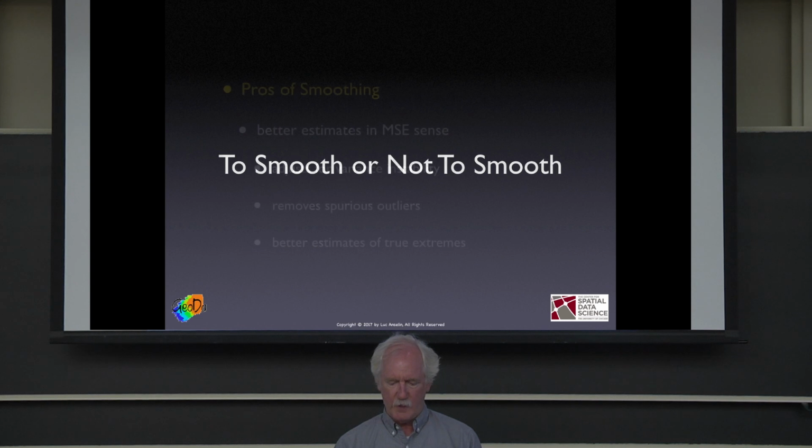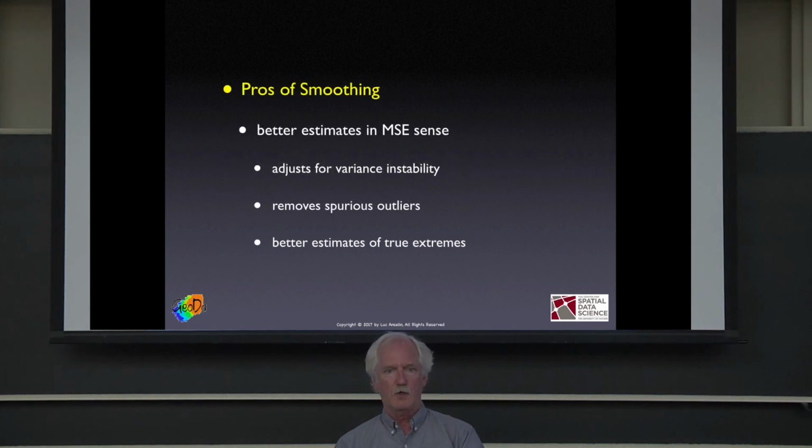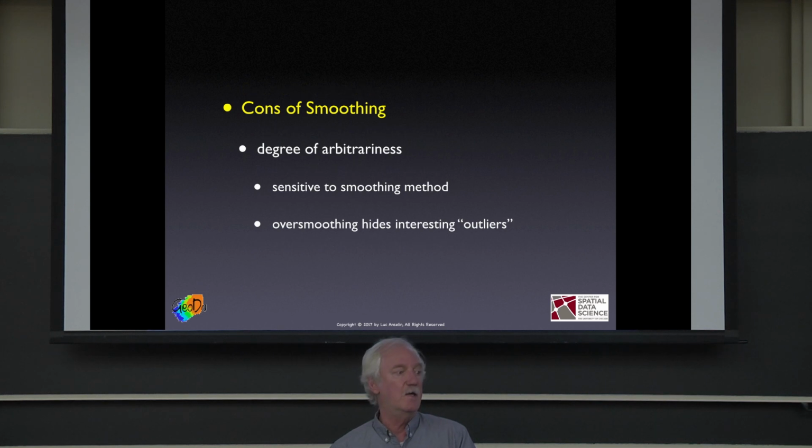So that's the bottom line. Should we smooth? Should we not smooth? The good thing is it's better in a statistical sense, in a mean squared error sense. With big data, it really is the thing to do. With small area estimation, it removes a lot of spurious outliers and it gives you overall more reliable estimates. The counterpoints are that there is a degree of arbitrariness.